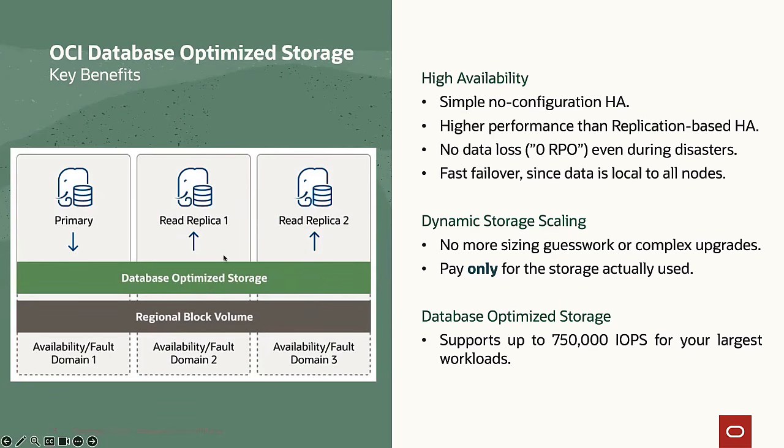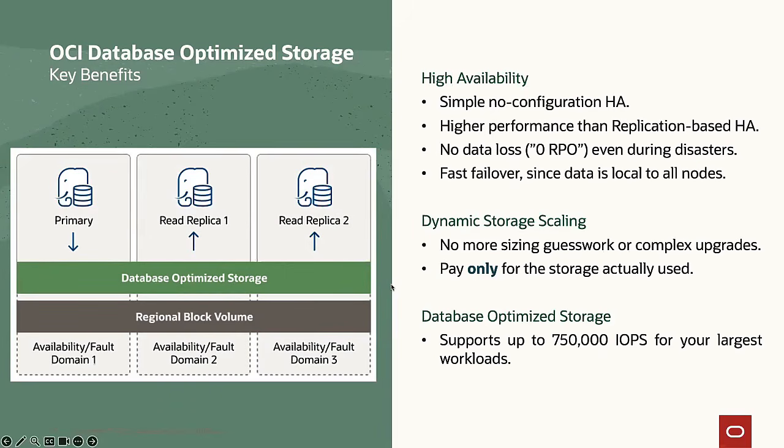So rather than one volume per node, you have a single pool of storage behind that spans across availability and fault domains. So it's highly available. Therefore, every time you're spinning up or spinning down read replicas, you're only having to manage the compute. You don't also have to spin up the storage that's already existing behind the scenes. That means spinning up replicas is much quicker because you're only spinning up the compute. It simplifies your high availability. There's no configuration required, and there's a performance benefit over a replication-based approach where you have to manage replication across nodes.